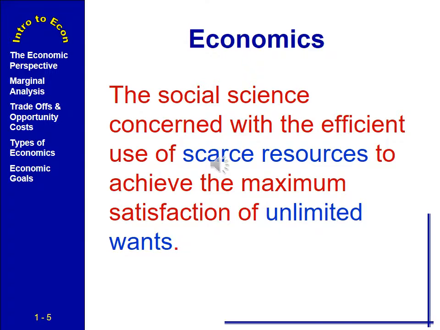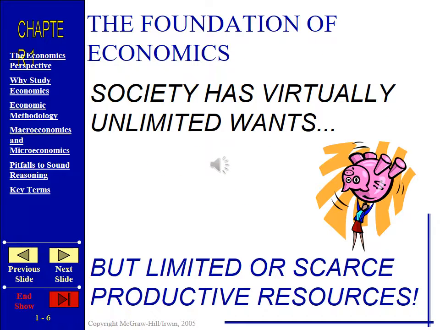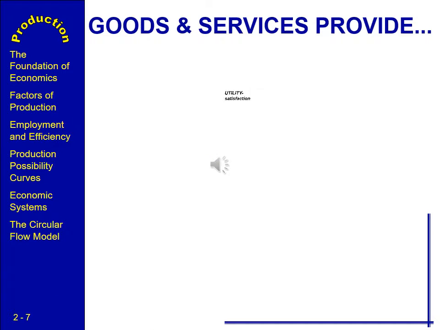We have unlimited wants, unlimited desires for utility, things that give us satisfaction, and we have to use scarce resources to get there, to achieve the maximum satisfaction or the maximum combination of things that give us utility or satisfaction. So we end up with what's called the economizing problem, the foundation of economics, the basis of economics. We have unlimited wants and scarce or limited productive resources to get us to those wants that we want to obtain. Time is a scarce resource, but it's not productive.